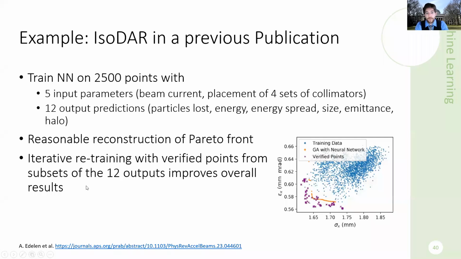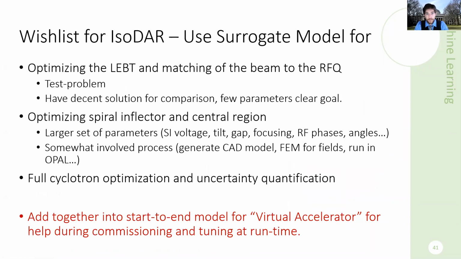So with this in mind, as the ISODAR collaboration, we want to actually dive into this a little more and use surrogate models for optimization of the Levitt and the matching of the beam to the RFQ. This would be our sandbox problem to learn the ropes, because here we have quite decent solutions for comparison, the number of parameters is a little lower, and we have a very clear goal. The next step would then be to optimize the spiral inflector and central region, and then finally the full cyclotron, and to do some uncertainty quantification.